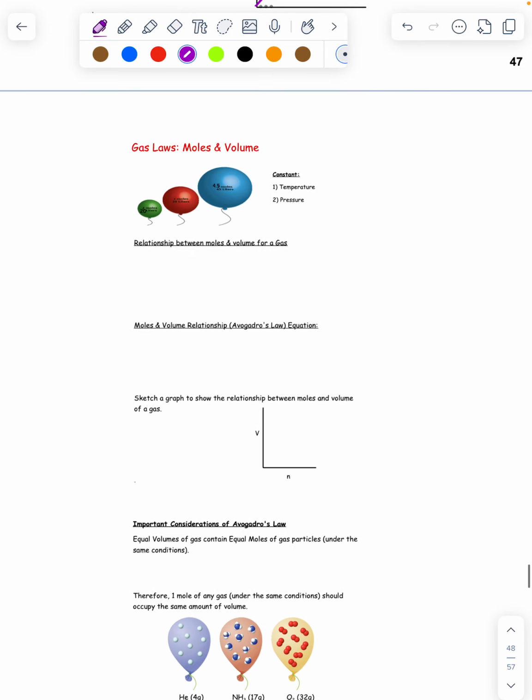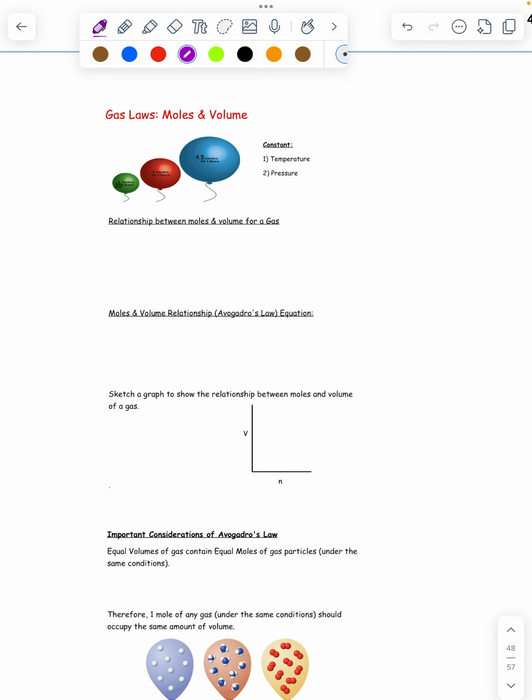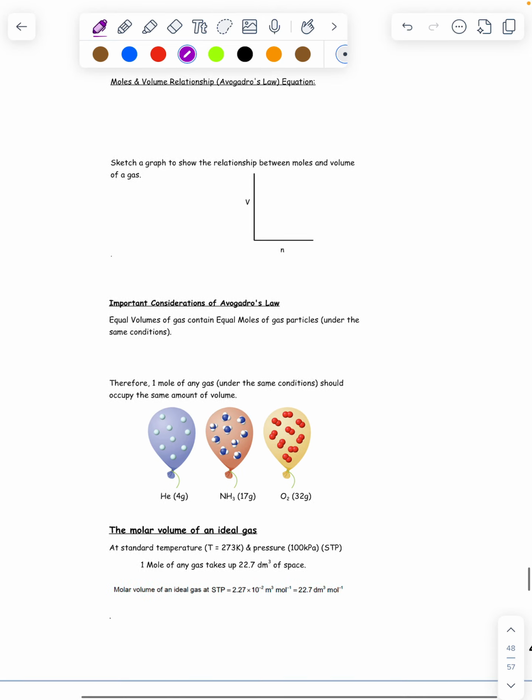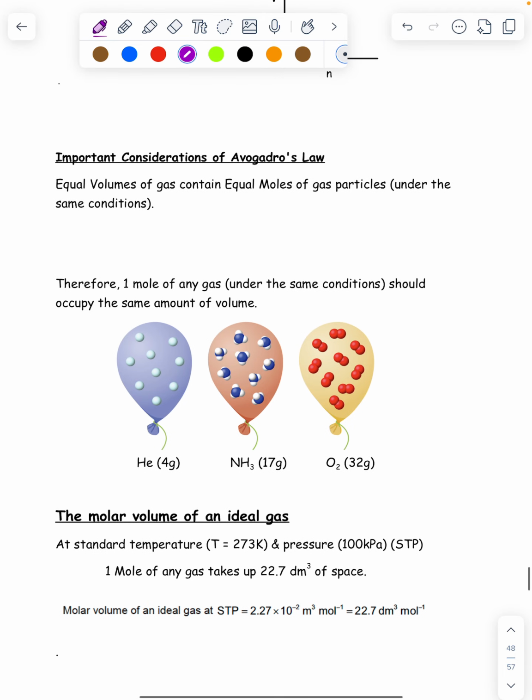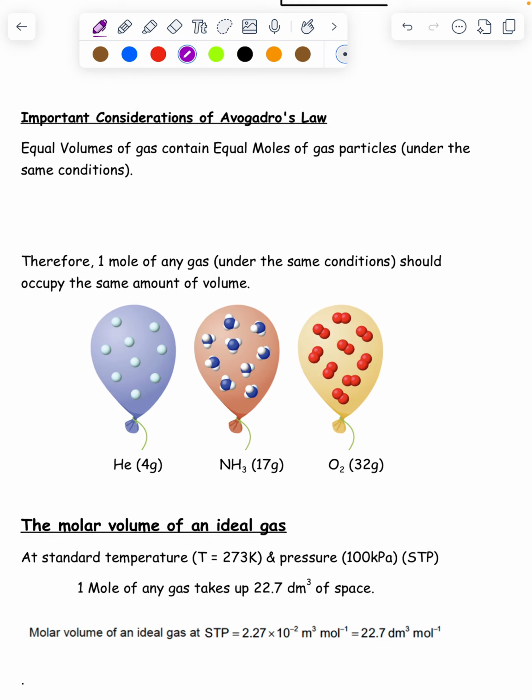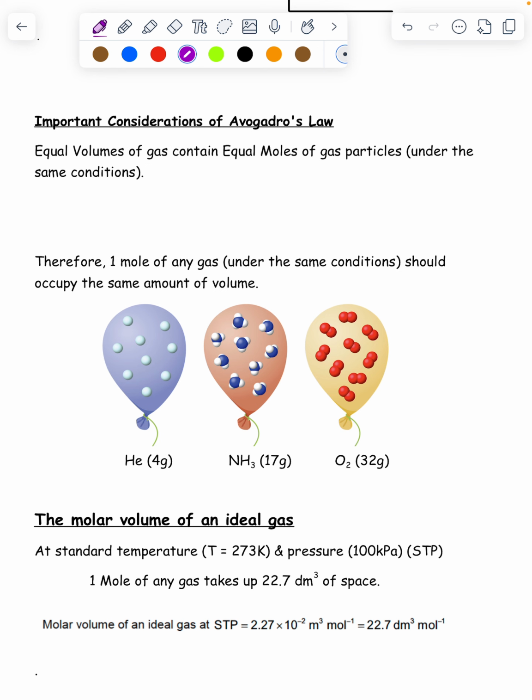Okay, our final one has to do with moles and volume. This is known as Avogadro's law. And the concept is, and this is why Avogadro's name was given to the number for the mole, his idea was that equal volumes of gas contain equal numbers of particles.